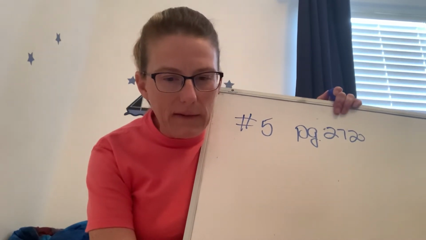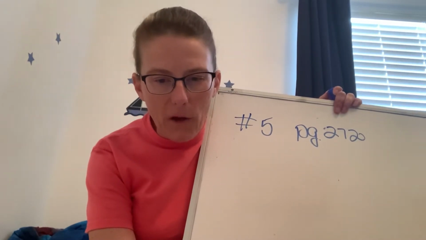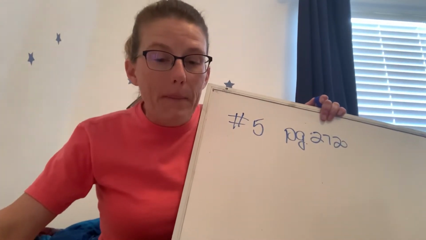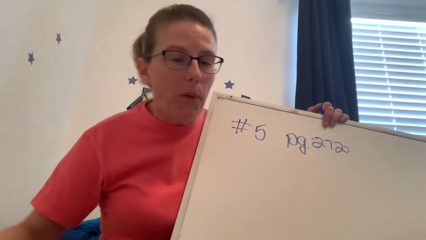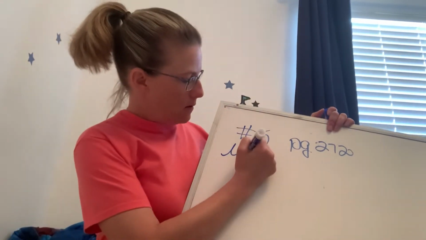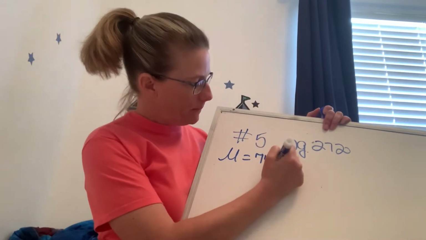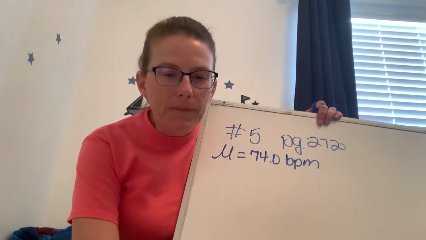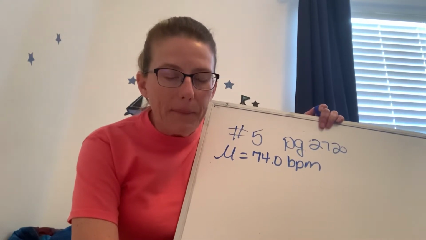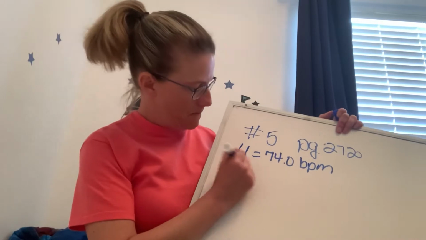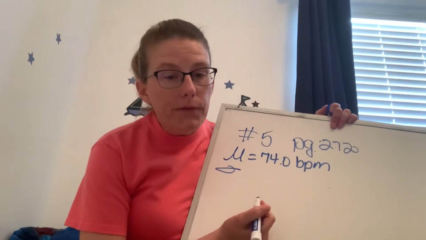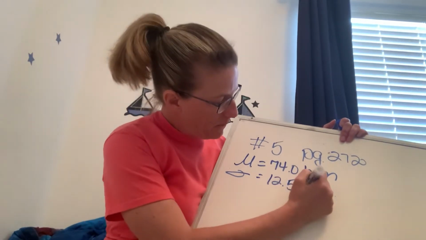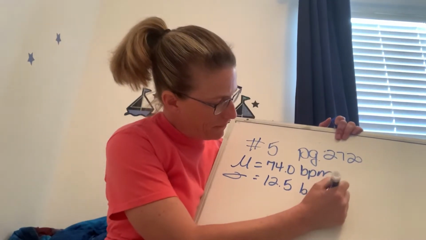They're asking us to consider an assumption that females have pulse rates that are normally distributed with a mean of 74.0 beats per minute. So they're telling us the population mean. Also, as we read, a population standard deviation of 12.5 beats per minute.